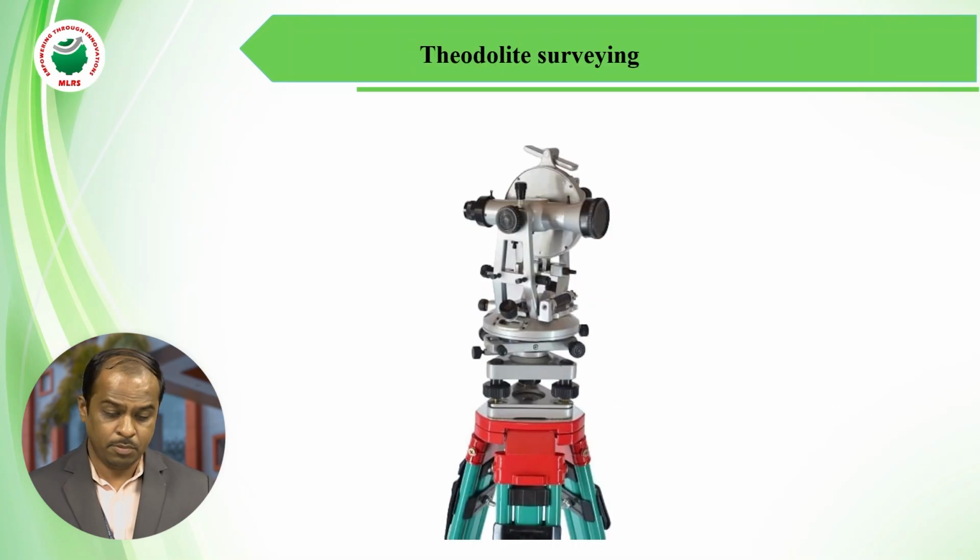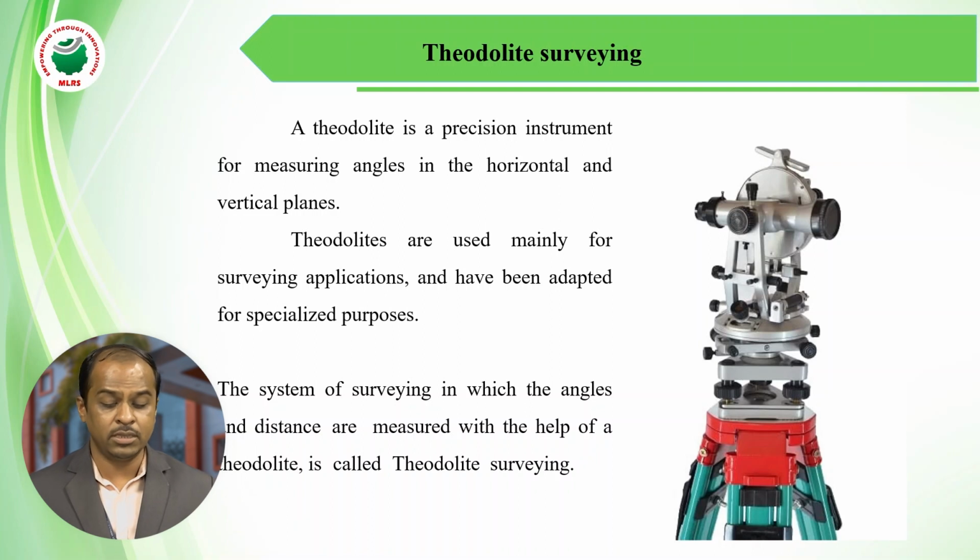So let's start the topic, theodolite surveying. Here you can see a theodolite. This is the instrument commonly used for precise surveying. Coming to the definition, the theodolite is a precision instrument for measuring angles in the horizontal and vertical planes, and the system of surveying which uses a theodolite instrument, we call it theodolite surveying.